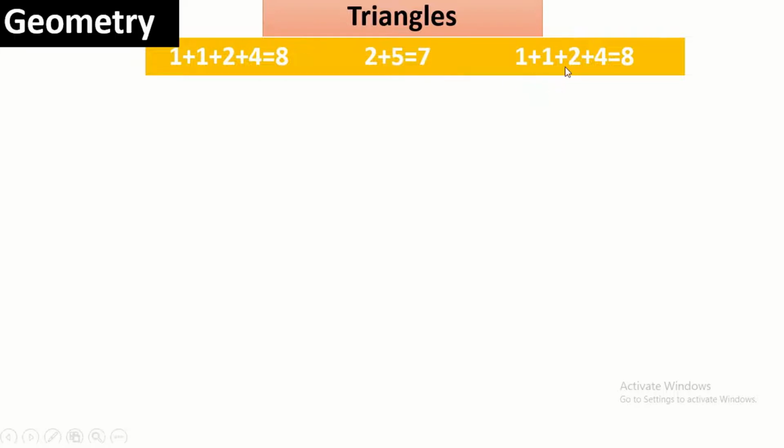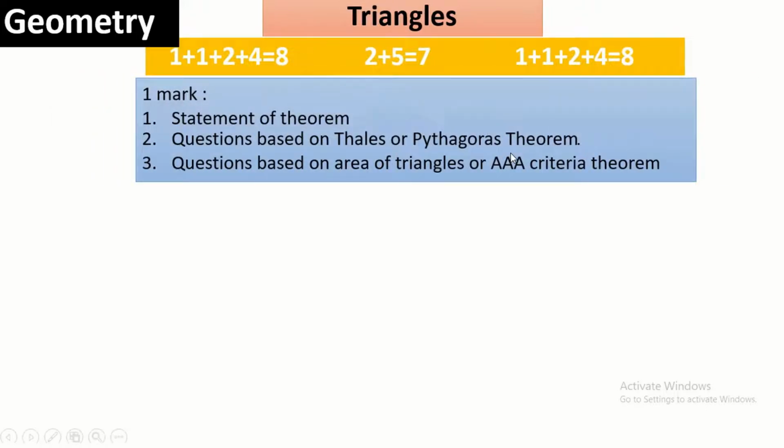And here also it is the same as the first model question paper. So now we observe what type of 1 mark question is there. For 1 mark question they ask to write the statement of any theorem. That means to state Thales theorem or state Pythagoras theorem. Like that, to write the statement of the theorem, 1 mark question may be asked.